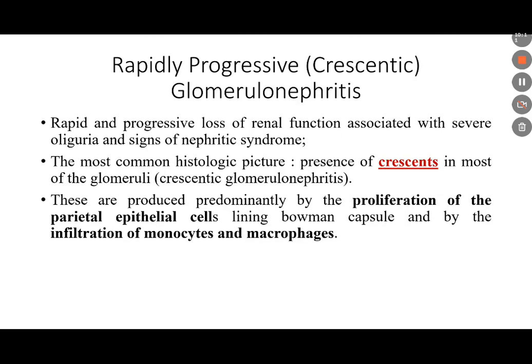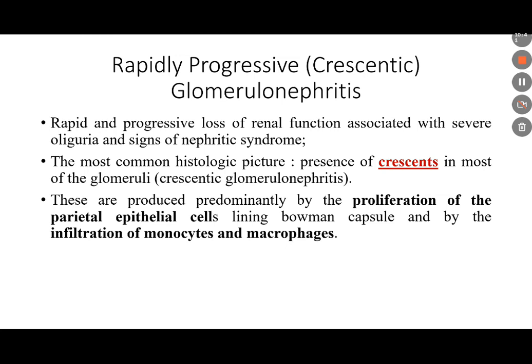Next entity is your rapidly progressive glomerulonephritis. It's called rapidly progressive crescentic glomerulonephritis. Why crescentic? Because in the glomeruli there are crescents present. So as its name indicates, there is rapid and progressive loss of renal function associated with severe oliguria, and there are signs of the nephritic syndrome. It's a nephritic entity. The most common histological picture is the presence of crescents in most of the glomeruli. That's why it's called crescentic glomerulonephritis.